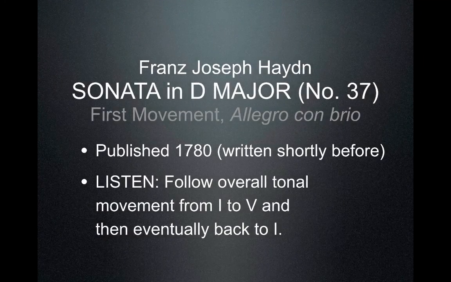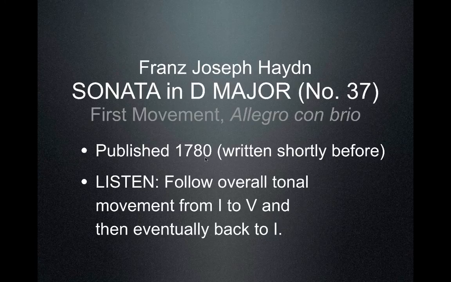The particular Sonata Allegro form we're going to look at is actually not a symphonic piece, but more a piano piece, the Sonata in D major, number 37, by Franz Joseph Haydn. Many people regard him as the father of Sonata Allegro form. This is the first movement of his piano sonata, and it's a fast movement, which is why it's often called Sonata Allegro form. It's indicated Allegro con brio, with energy. It was published in 1780, but written shortly before that.